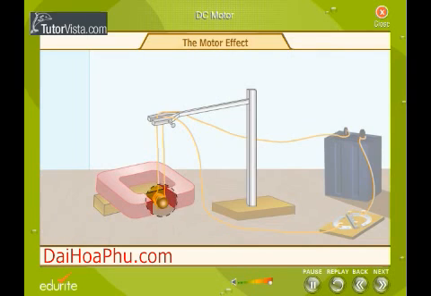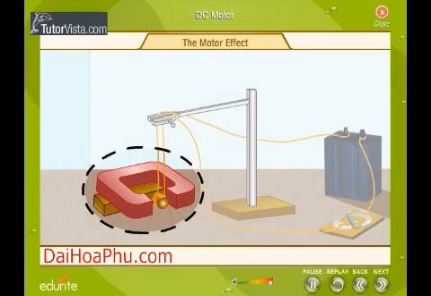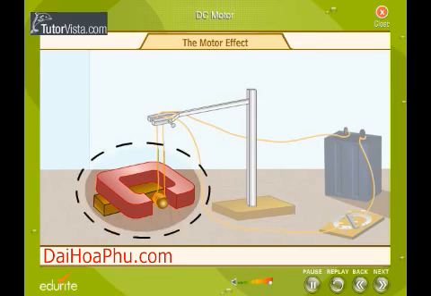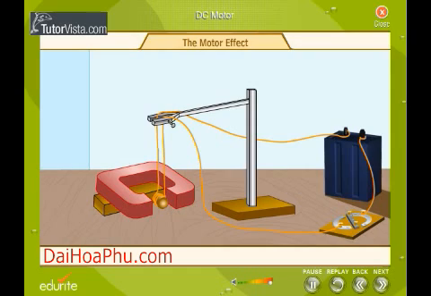Wind several turns of wire around a cork and suspend it from a clamp. Place this arrangement between the poles of a horseshoe magnet. Switch on the current. The cork moves. Now reverse the direction of the current. The cork moves in the opposite direction.